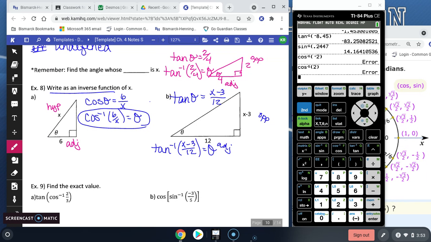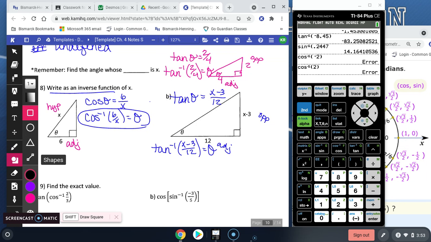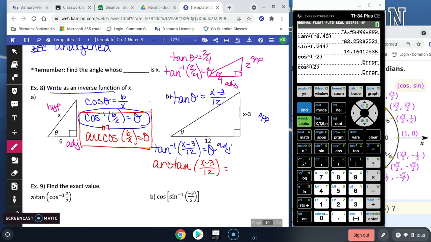I haven't used the terms arc sine and arc cosine really. You could rewrite either one of these using that arc notation. So this could also be written as arc cosine of 6 over x equals theta. Same statement, just different notation. Same thing here with tangent. We can go arc tangent of x minus 3 over 12 equals theta. Same statement, just different notation.